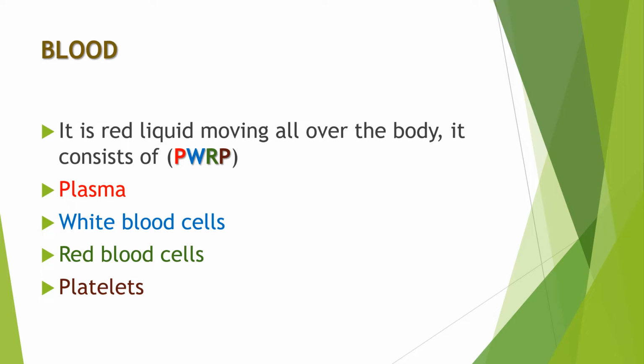It consists of Power P. P for plasma, W for white blood cells, R for red blood cells, and P for platelets. So the blood consists of plasma, white blood cells, red blood cells, and platelets. Remind yourself with Power P. This is the key of blood components.